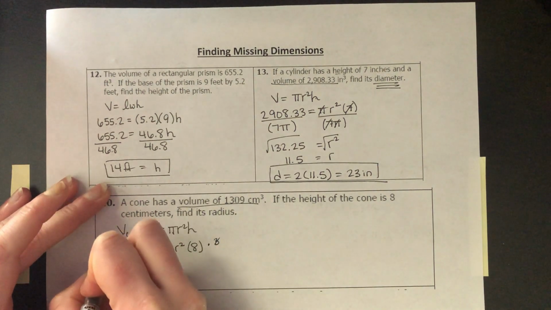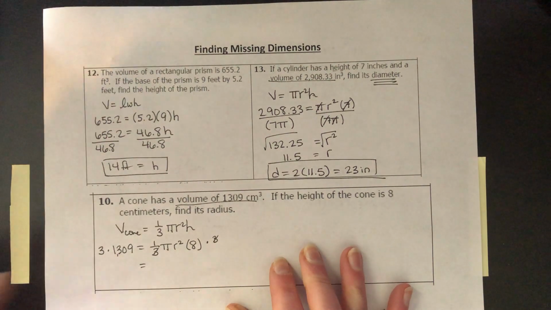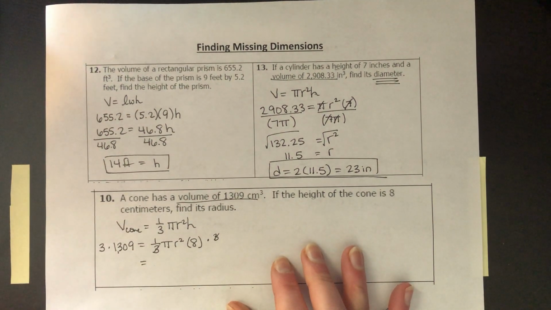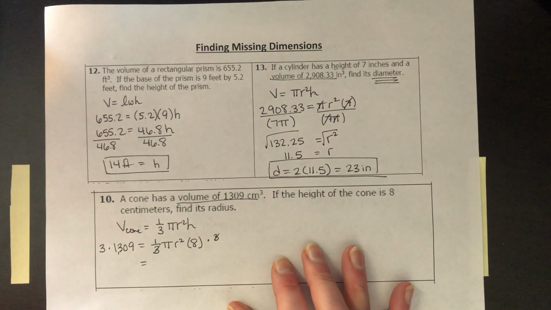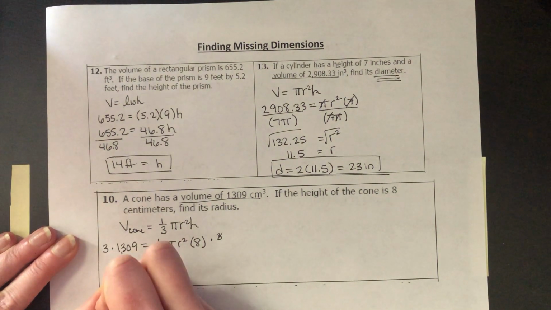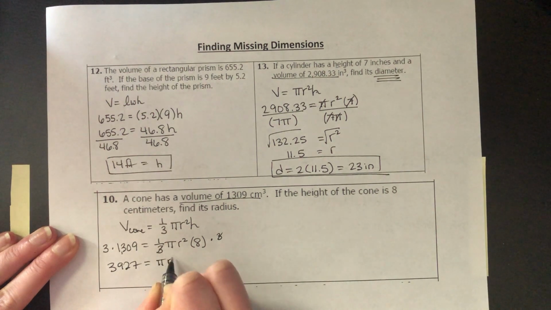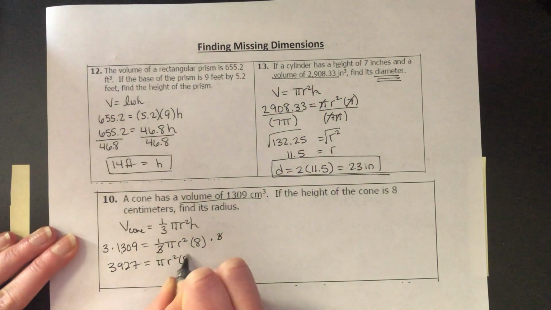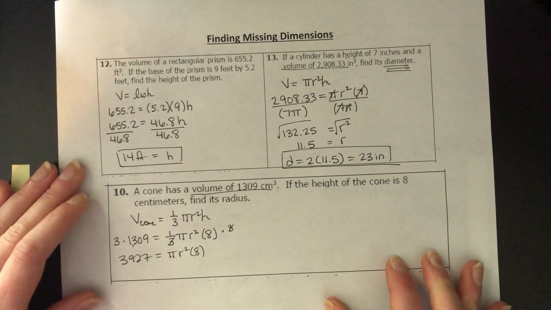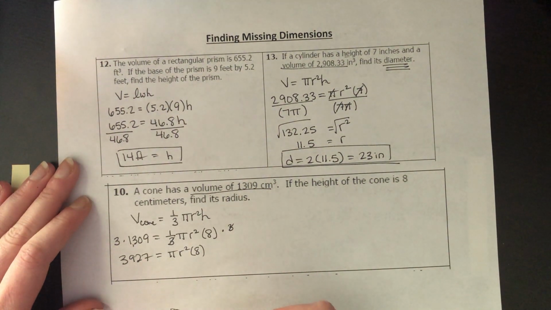But what you do on one side, you do on the other. Okay? So if I do 3 times the volume, oops, calculator turned off. 3 times the volume, I get 3,927. And I'm going to bring down the pi, the r squared, and the 8. Almost there. Okay, so once again, you could divide by 8 first, then divide by pi next, or vice versa.